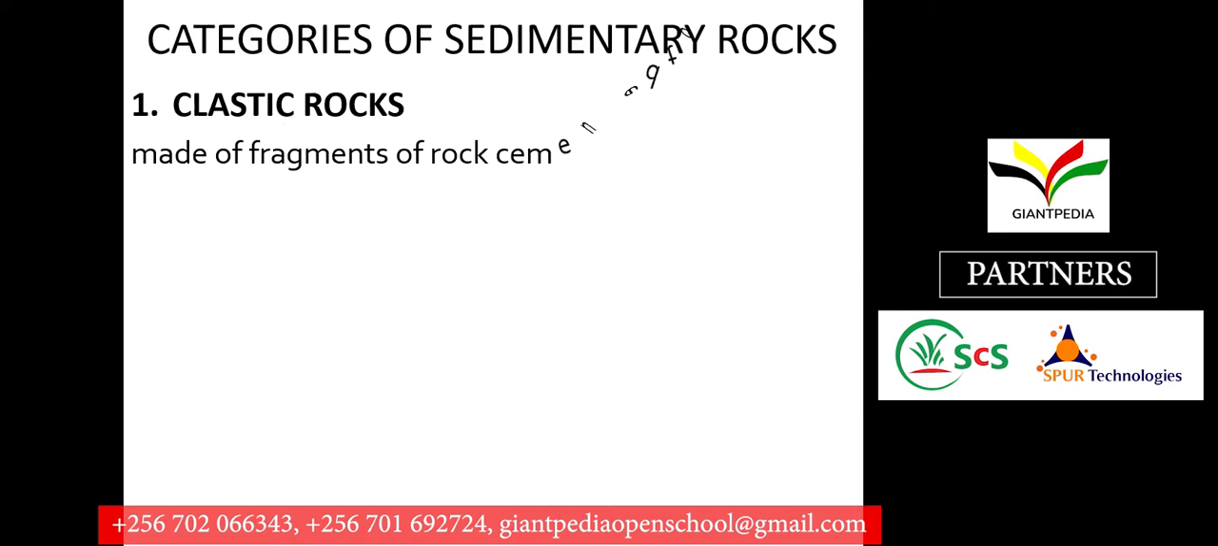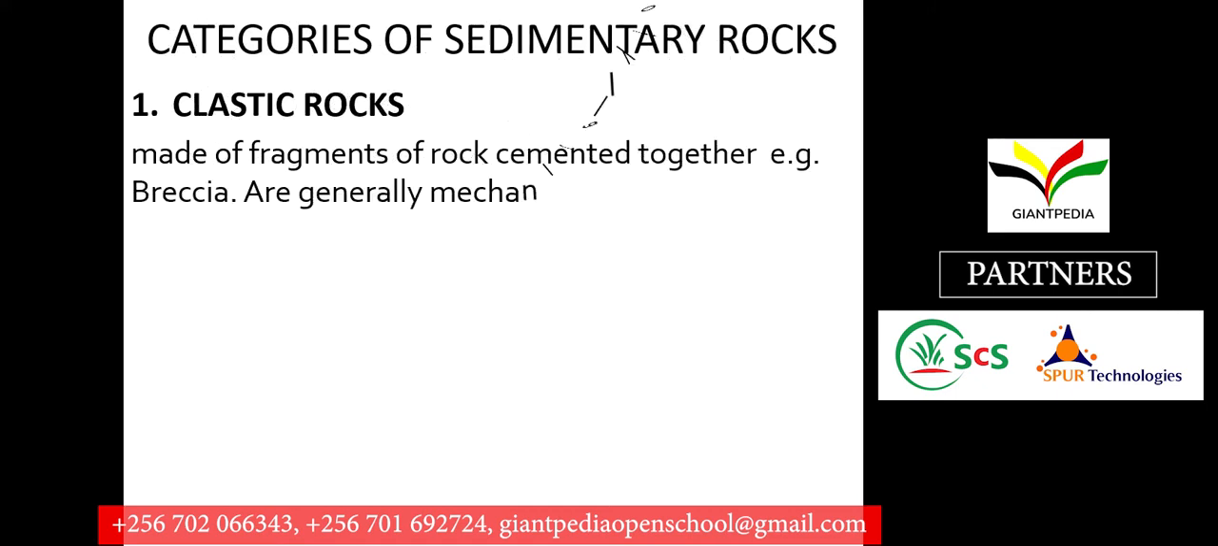Clastic sedimentary rocks. What are these clastic sedimentary rocks? We know they are mechanically formed. When we talk of clastic sedimentary rocks, there are basically 2 categories. But generally, when we talk of the types of sedimentary rocks, there are 3 of them. So clastic rocks are made of fragments of rocks cemented together, e.g. breccia.